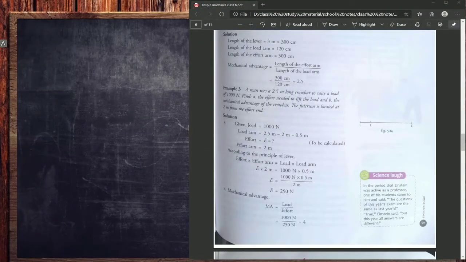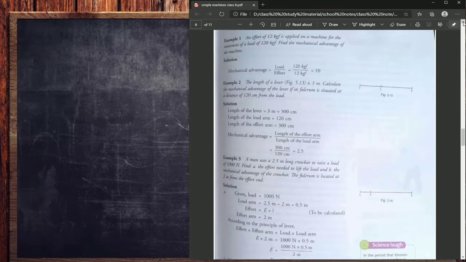So in our last video we talked about how the load and effort work, what the load arm is, what the effort arm is, and we also talked about levers. This time we have to do some sums according to what I have taught in the last video. So in this part I'm starting with number 2.